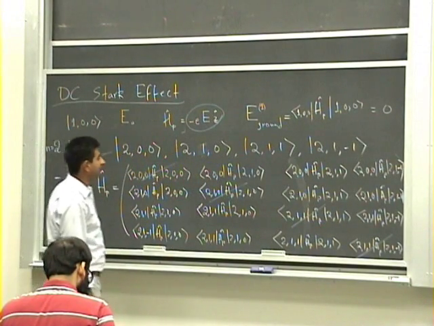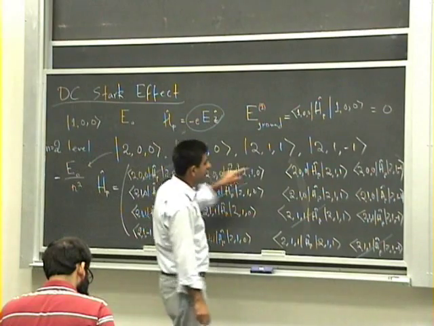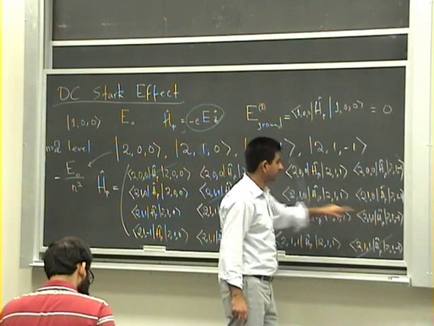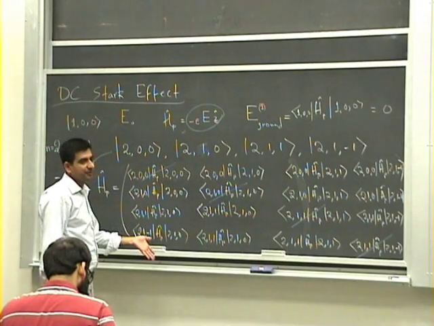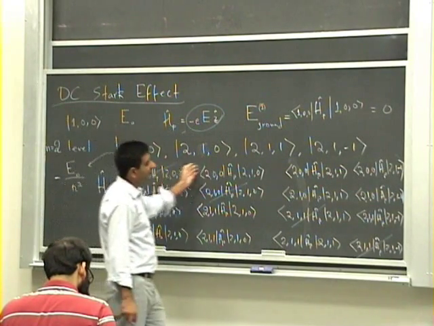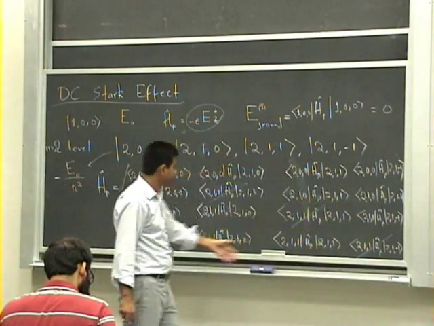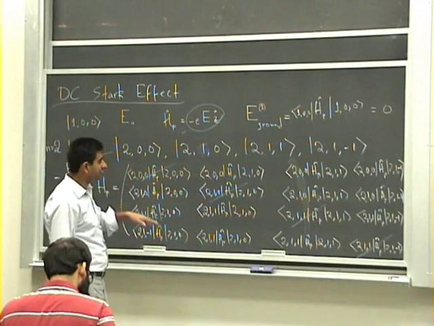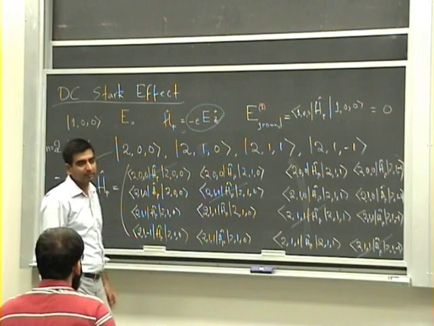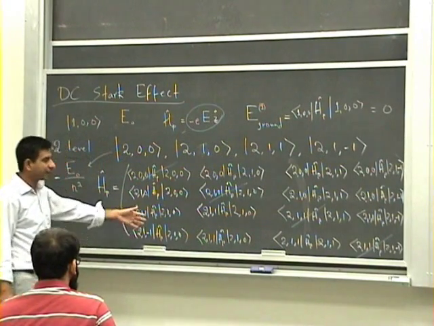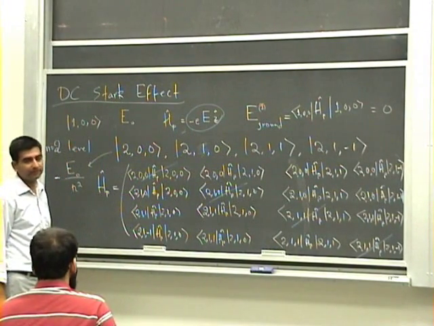Now we have to consider these terms: 1, 2, 3, 4, 5, 6. You have to consider only these 6 terms because it's a Hermitian operator. If we know what these 6 remaining terms are, we can, by the Hermiticity property, supply those values in the lower triangular part of this matrix.